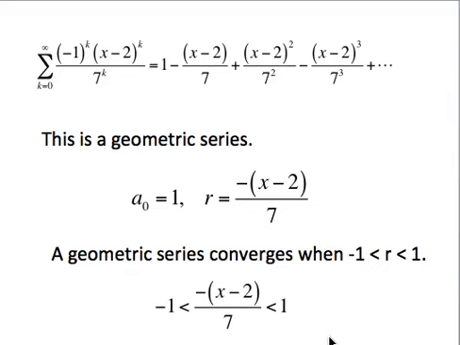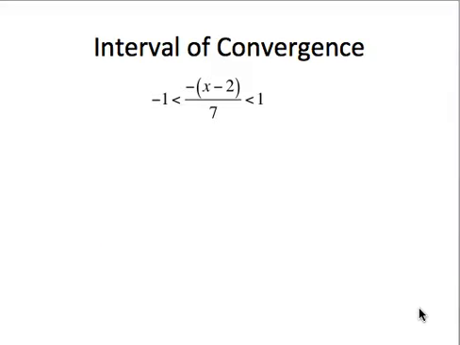And just a quick point here, for a geometric series, if r equals 1, the series diverges. If r equals negative 1, the series diverges. So in this case, we do not have to check the endpoints, but in other cases, we do.